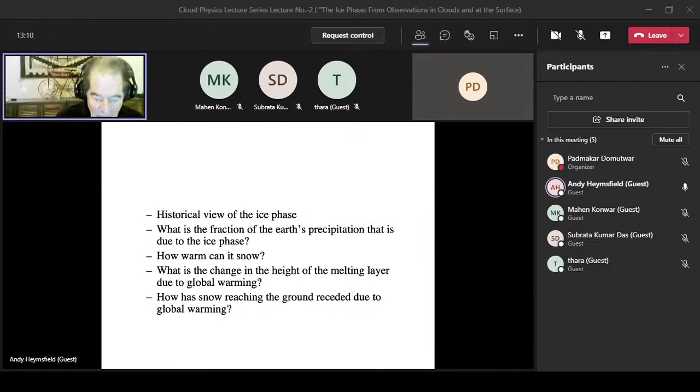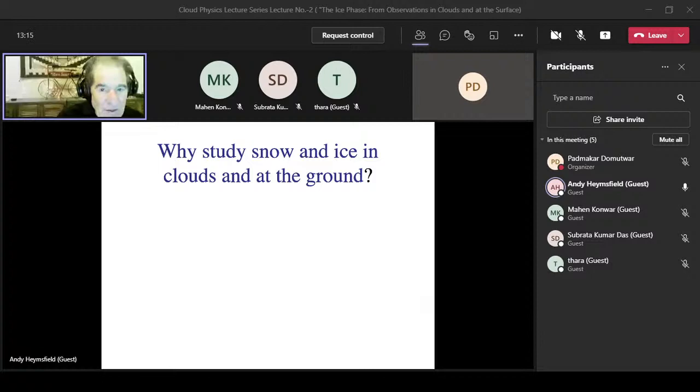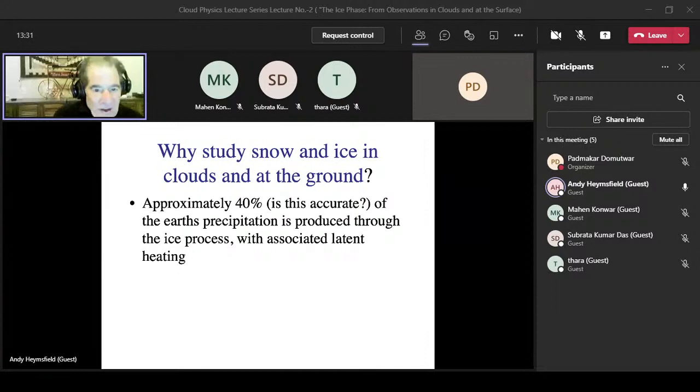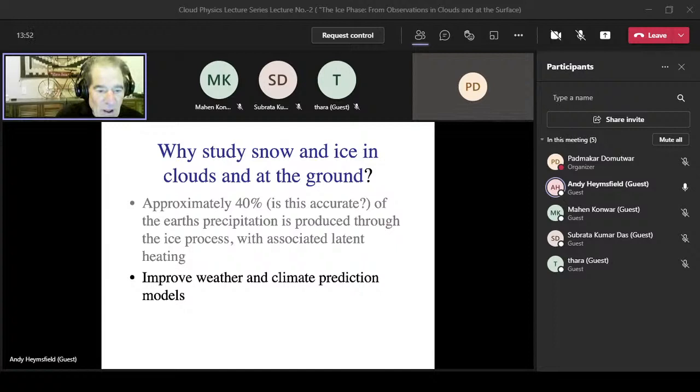My first slide will show you a couple of things. I've been asked, why study snow and ice in clouds and at the ground? There are quite a few reasons. Approximately 40%, and I put a little question mark there because I have thought that for many years, and so I finally decided to do something about it. Approximately 40% of the Earth's precipitation is produced through the ice phase with associated latent heating, and of course to improve weather and climate prediction models, and study the role of clouds on climate. So those are good reasons.